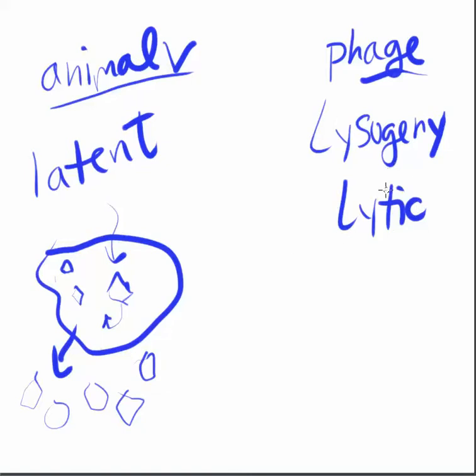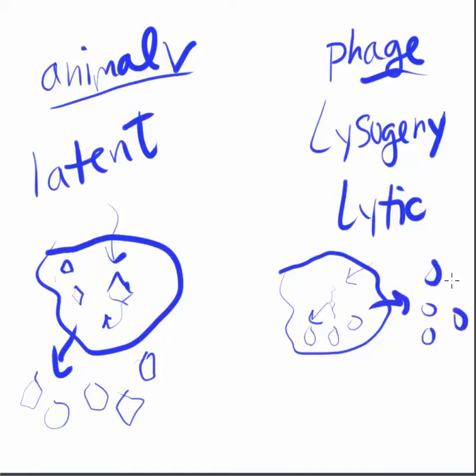Bacteriophage do kind of a similar thing, or at least they have a similar option. So lytic phase is when the bacteriophage inserts its DNA inside of the cell, and then the bacteriophage immediately reproduce. They make new baby bacteriophages. The cell rips open. The babies are released. So that's like the immediate replication cycle. That's what lytic is. Lysogenic is when the bacteriophage enter inside of the cell and wait, much like latent for animal viruses.